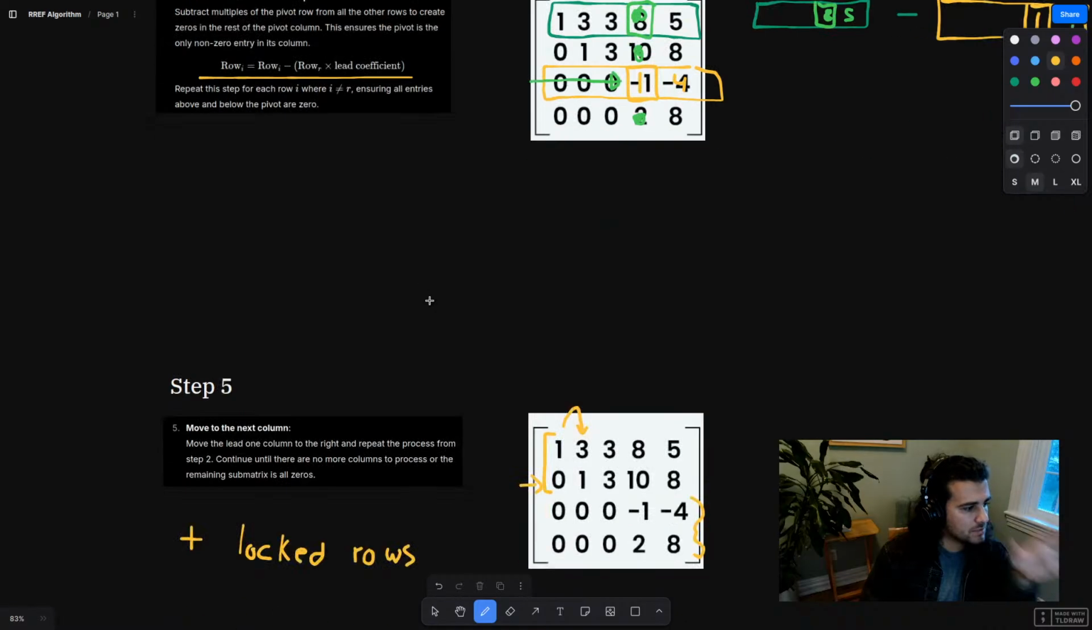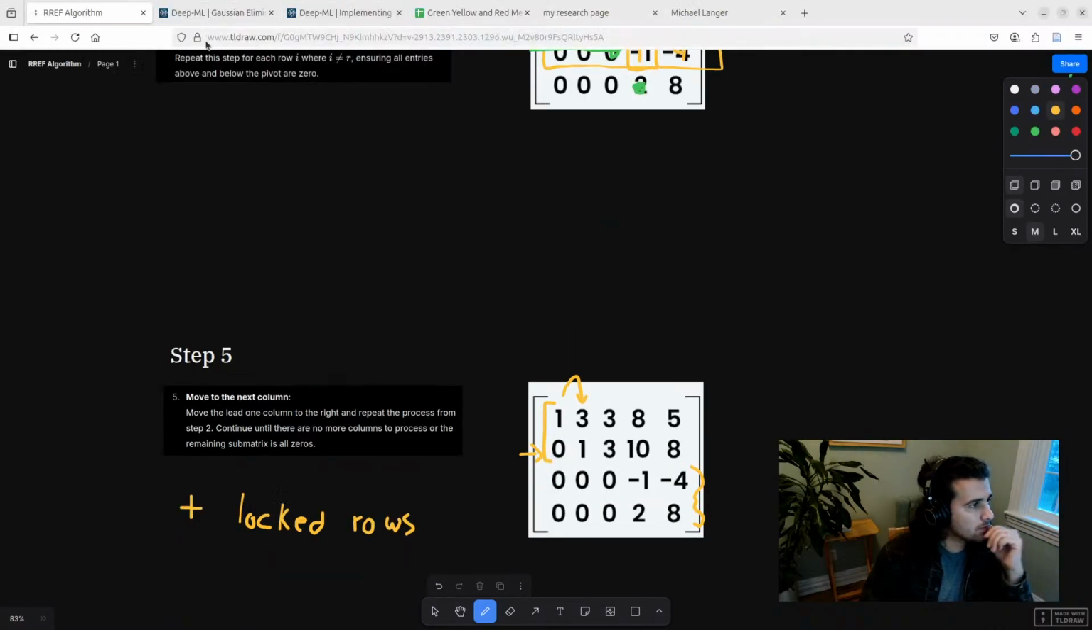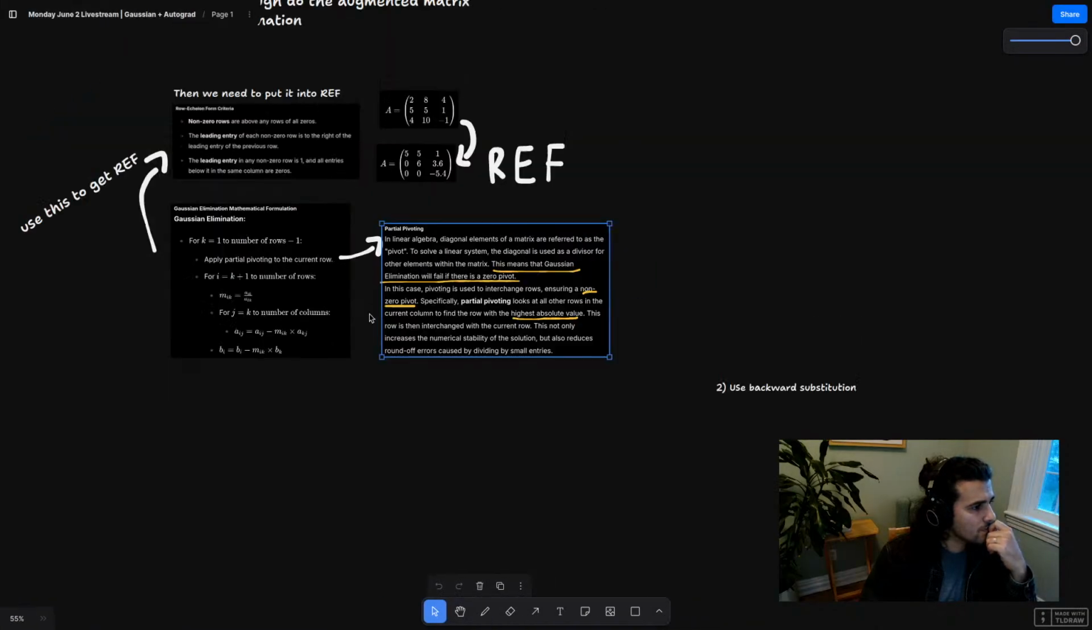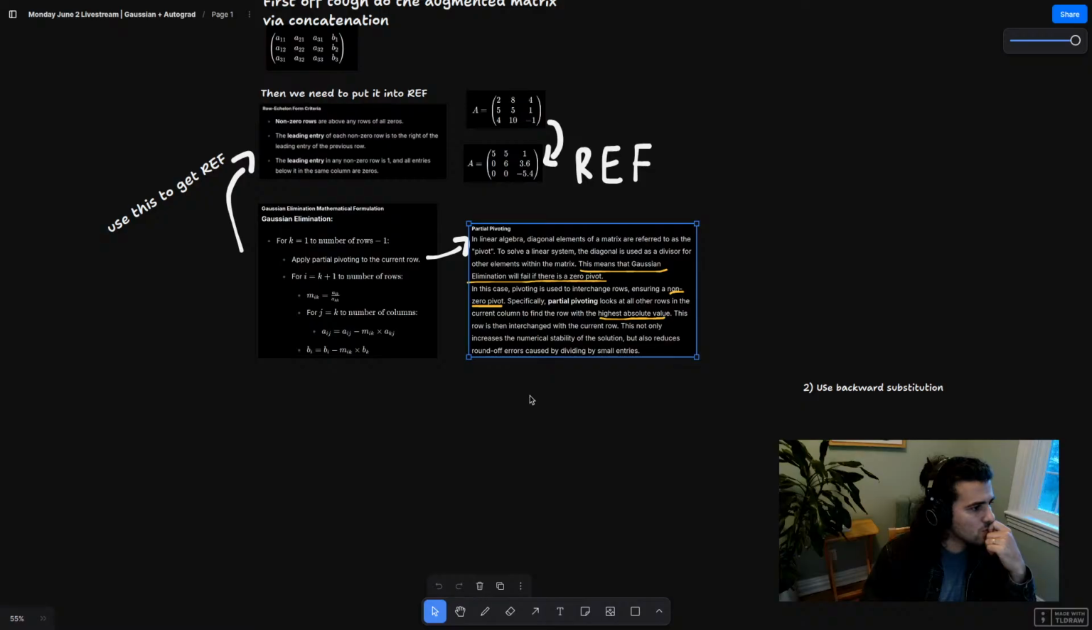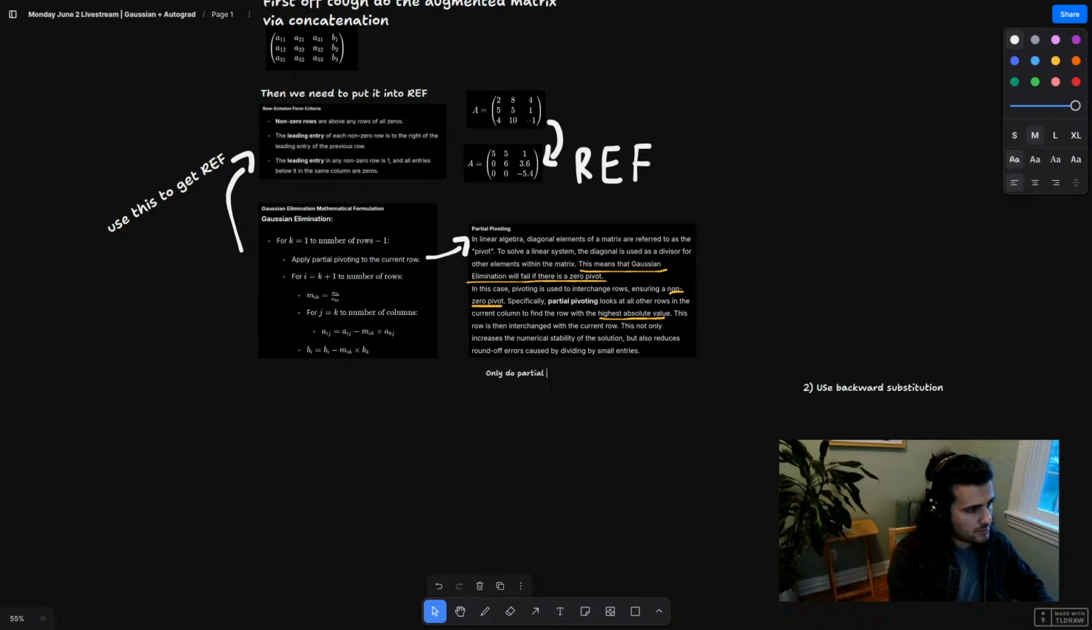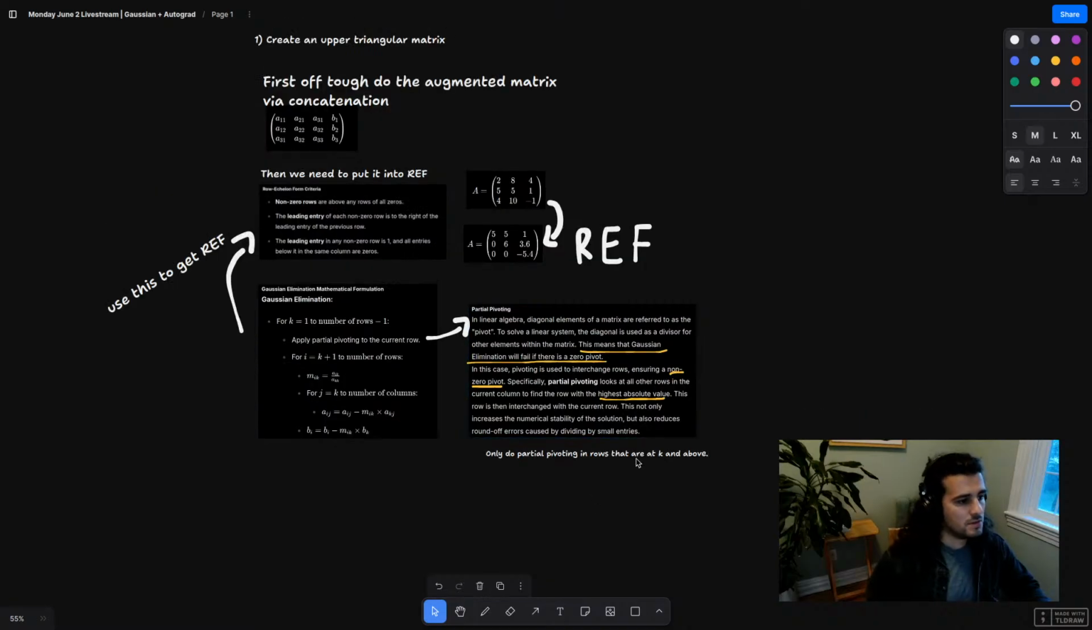Yeah, this is the same formula. Oh yeah, perfect. Okay. I'm just gonna leave myself a note: only do partial pivoting in rows that are at k and above. Yeah, that's it. So this is not a requirement.